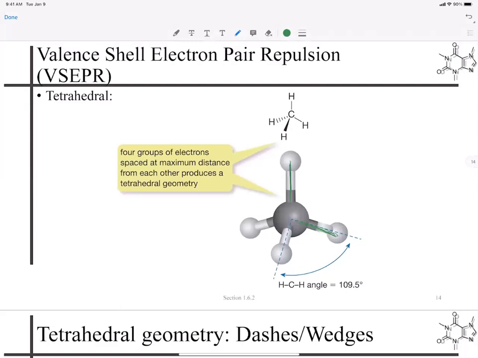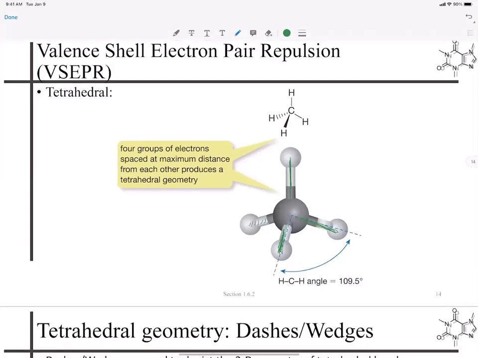the screen, and then the wedge. So this particular group here is coming towards you, and this one here is slightly pointing away from you. The fact here, though, is that because we have four groups and this molecule is not planar, we have bond angles of 109.5, and this is the best way we can do that to avoid any electron-electron repulsions.